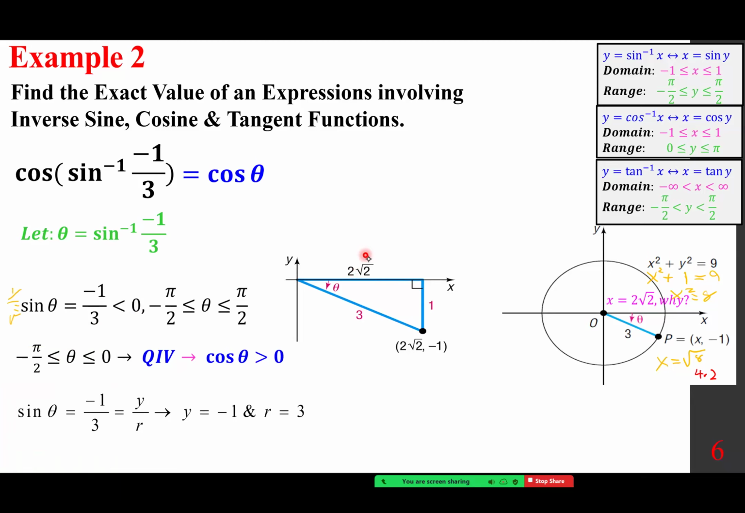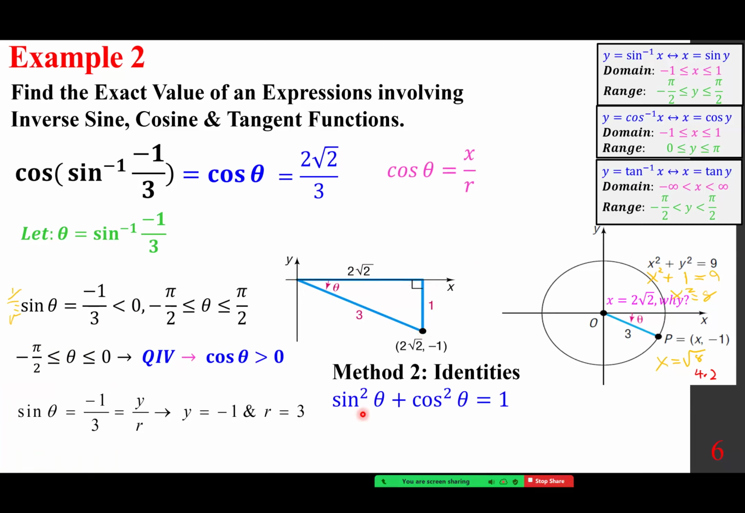So cosine is x over r. 2 square root of 2 over 3, and you're done. That's all there is to it. We can do the second method, sine squared plus cosine squared equals 1, using identities.